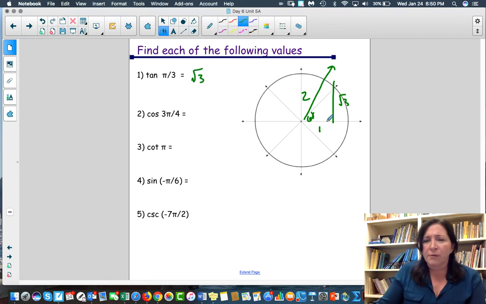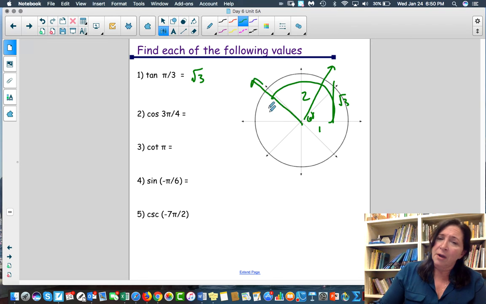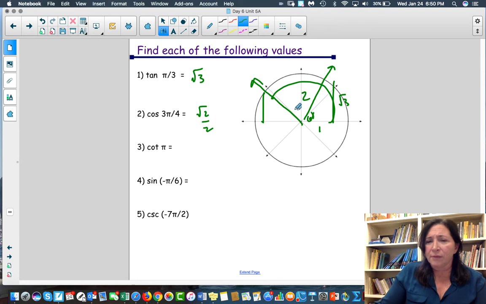Cosine of 3 pi over 4. So now I'm in the second quadrant. 3 pi over 4. Okay. Cosine is going to be √2 over 2. However, being in the second quadrant, only sine is positive. So therefore, cosine is negative.